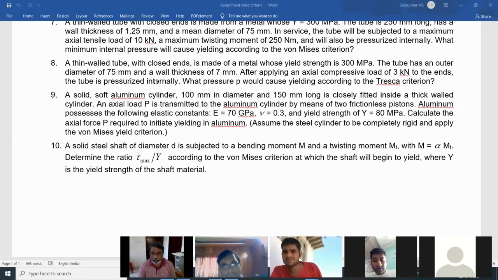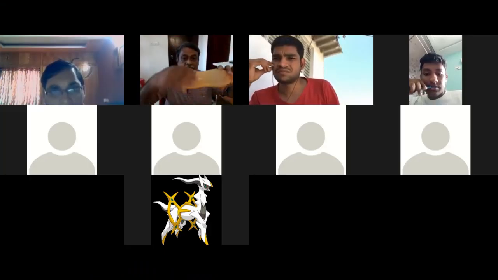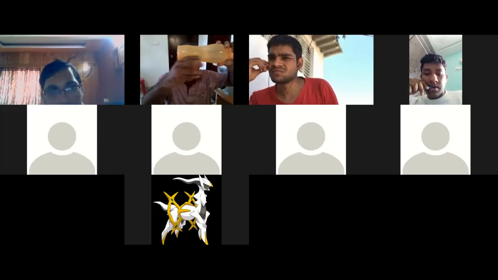Just do one thing. Forget about all this frictionless cylinders, etc. Right now, the piston has to be inside, correct? Yes, sir. And the axial load is delivered to the aluminum cylinder. Okay, you have a cylinder. Let's say this is the thick walled cylinder. Inside this is another aluminum cylinder.